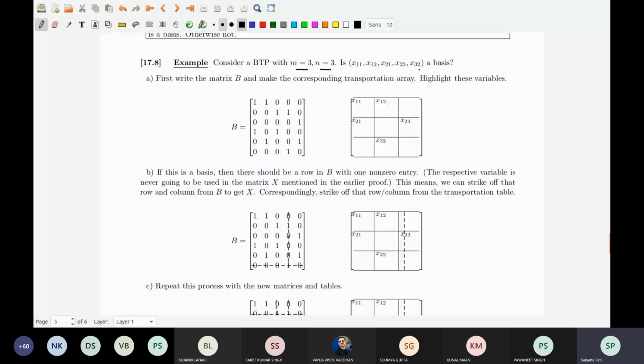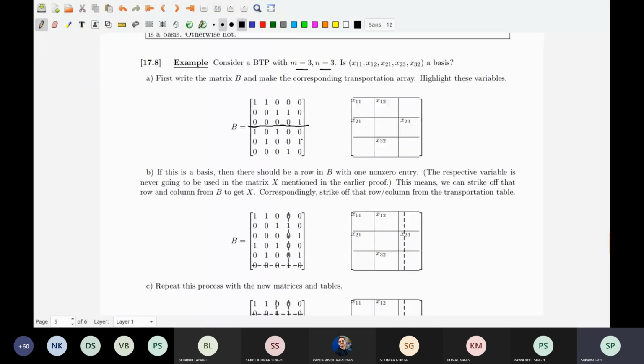So I form the basis matrix. How do I form the basis matrix? For x11, I will write e1, e1. I know m equal to 3, n equal to 3, so it will be 3 by 3 size. x12 is e1, e2. x21 is e2, e1. x23 is e2, e3, and x32 is e3, e2. I don't really have to write the whole big matrix A and then select the corresponding columns. Okay, so this is the basis matrix.